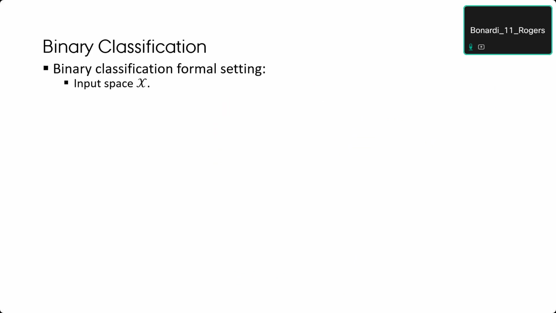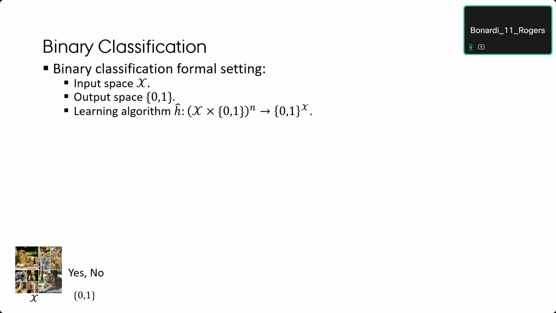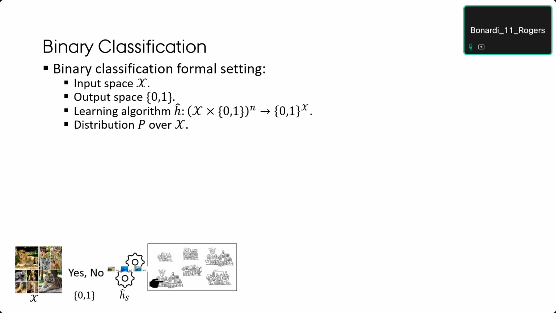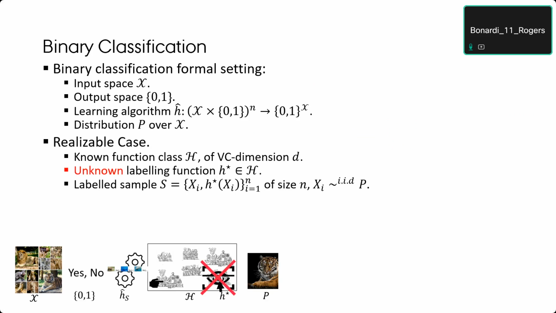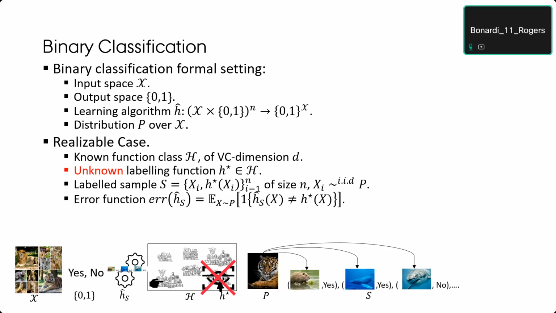Formally, we had some input space X and some output space {0, 1}. We had a learning algorithm taking in the labeled sample and outputting a mapping from our input space into our label space, and a data distribution P over X. We were in the realizable case, so we assumed there was some known function class of VC dimension d, and an unknown labeling function h star in it that we wanted to learn, with the clue being this labeled sample. We defined the error as the probability of a classifier being incorrect on a new point, and the goal was to minimize this error.